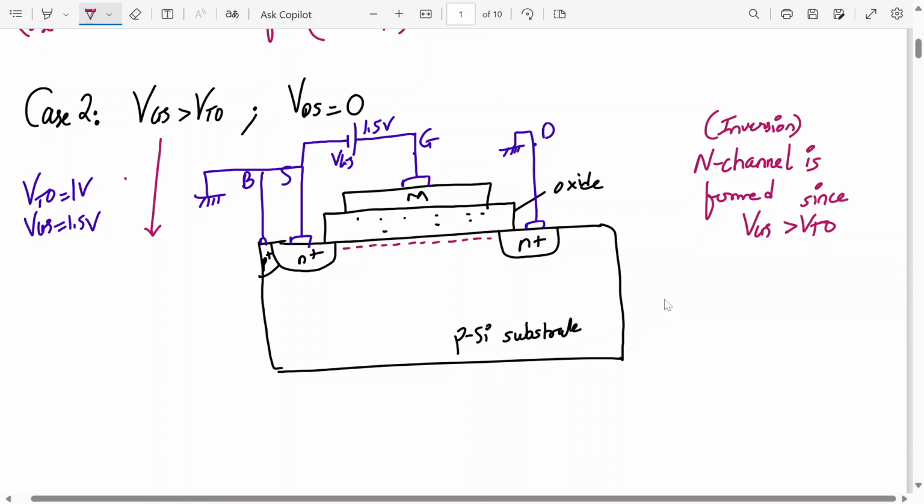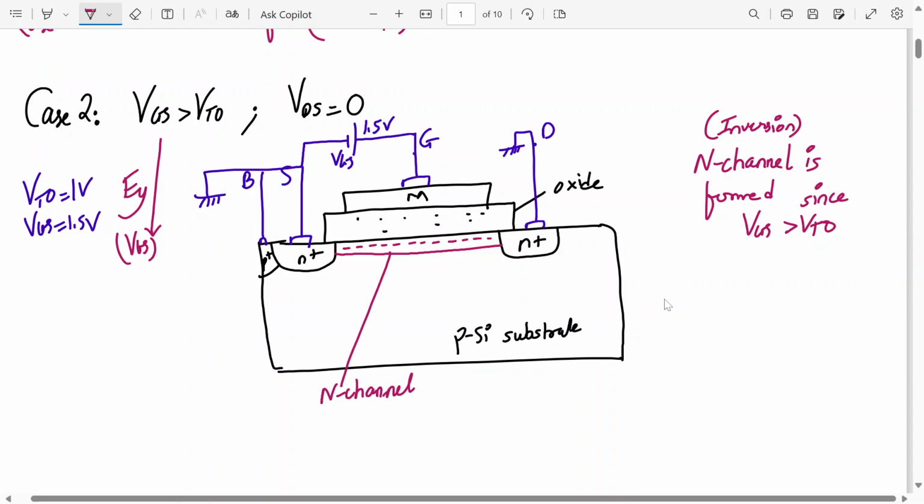Because of which electric field are the carriers getting attracted? EY. So EY is due to VGS. Because of the influence of this electric field, the minority carrier electrons are forming an N channel this way. So this forms the N channel. This is my N channel formed.